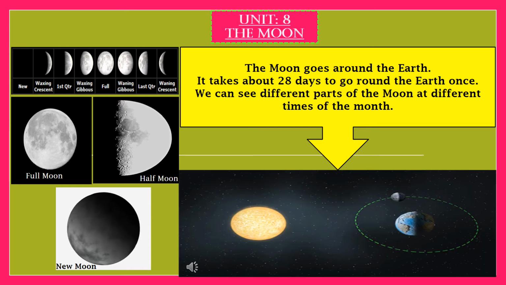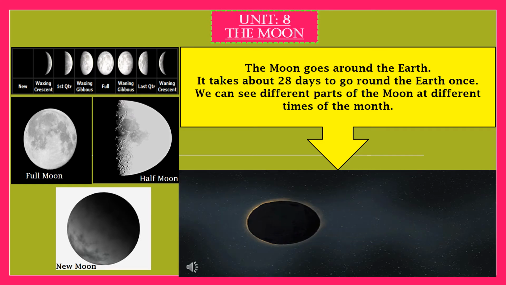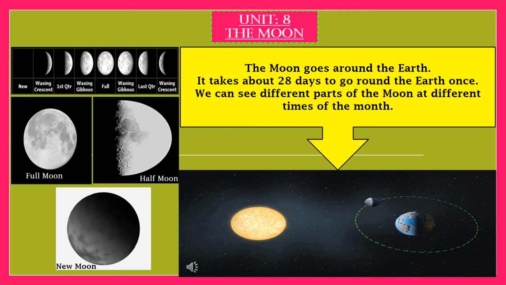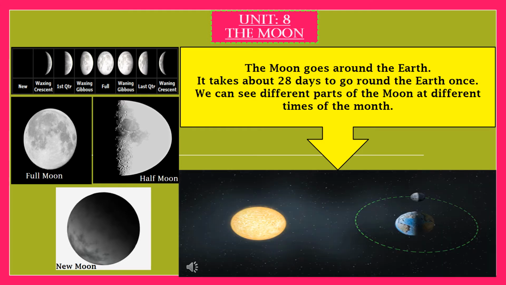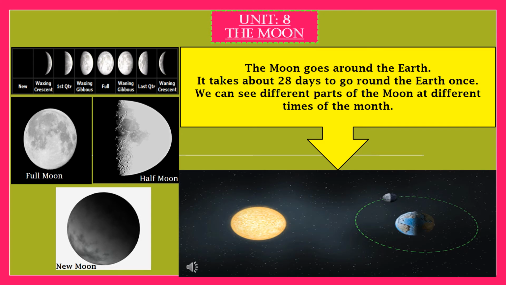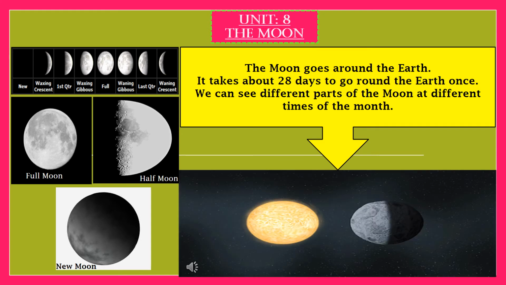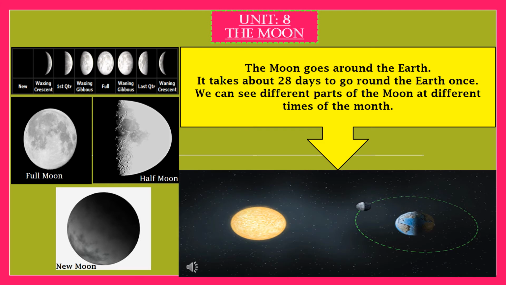Next is waxing gibbous, and in this phase you can see more than half of the moon reflecting sunlight, so we can see this part of the moon. In the full moon, the whole moon is reflecting the sun's light, so that we are able to see the real picture, the full moon.